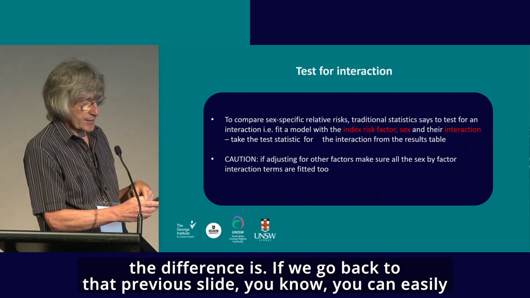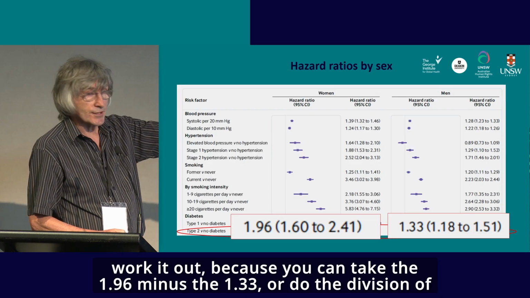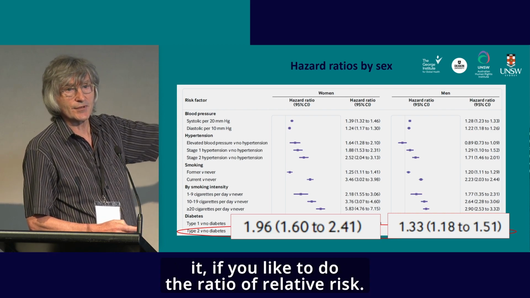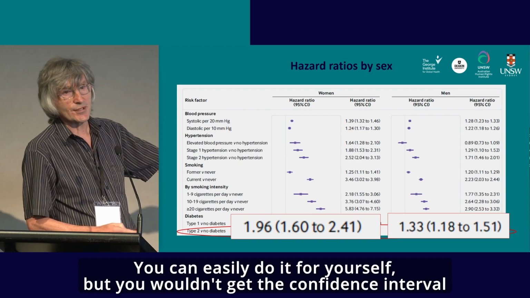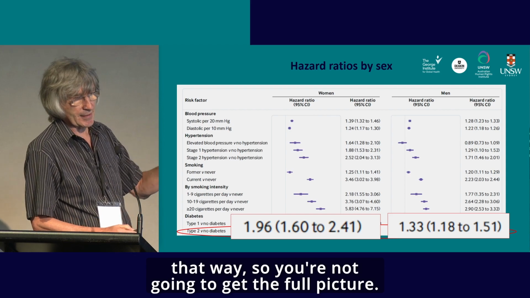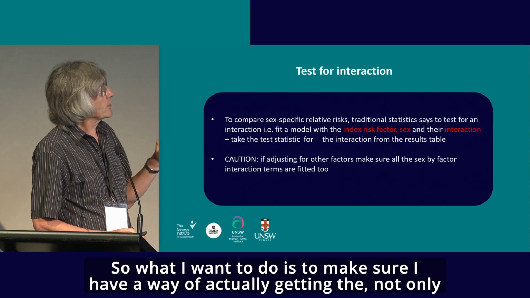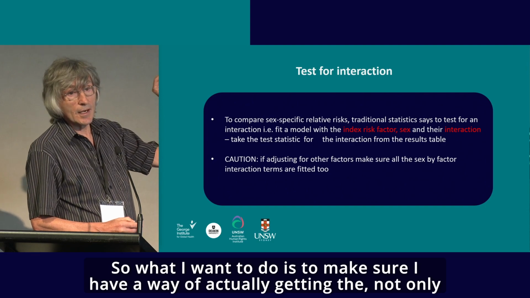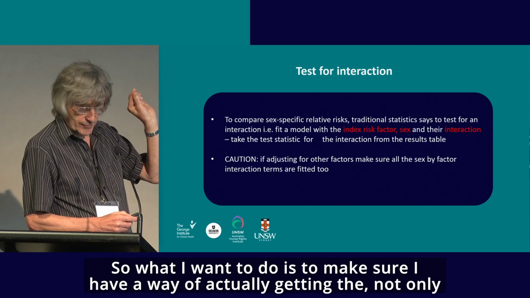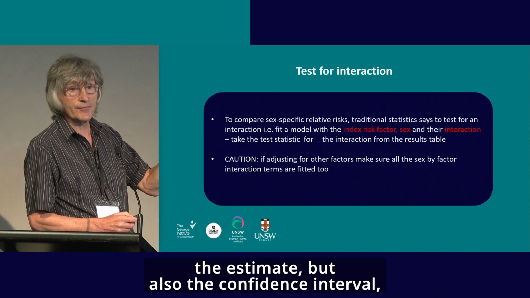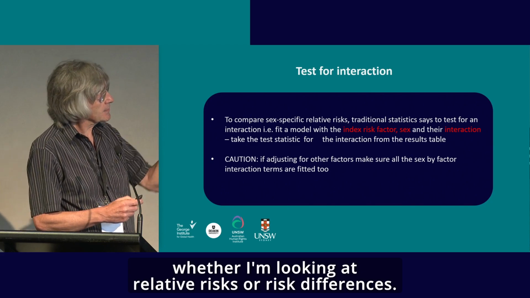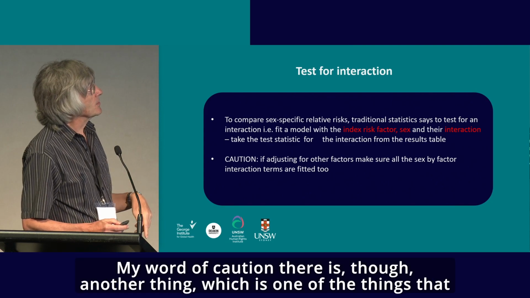If we go back to that previous slide, you can easily work it out because you can take the 1.96 minus the 1.33, or do the division of it if you like, the ratio of relative risk, which I like. You can easily do it for yourself, but you wouldn't get the confidence interval that way, so you're not going to get the full picture. So what I want to do is to make sure I have a way of getting not only the estimate, but also the confidence interval, whether I'm looking at relative risks or risk differences. That's what I'm going to do in a minute.